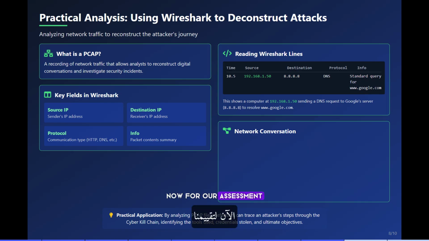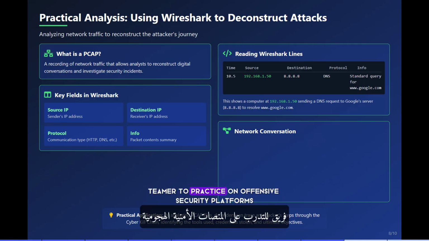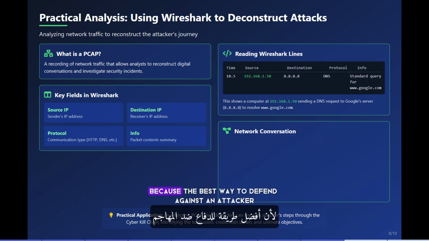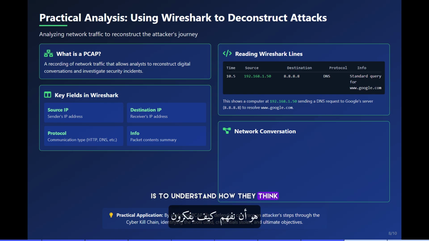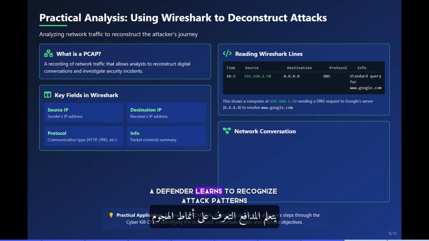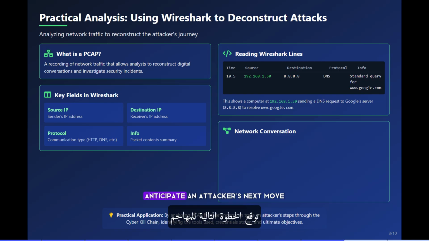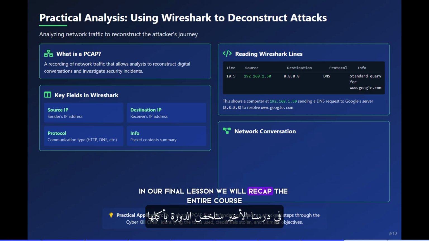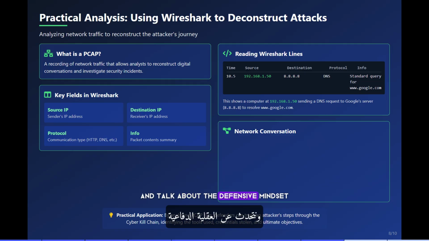Now for our assessment. Why is it valuable for a defender, a blue teamer, to practice on offensive security platforms like Try HackMe? It is valuable because the best way to defend against an attacker is to understand how they think and what tools they use. By practicing offensive techniques, a defender learns to recognize attack patterns, anticipate an attacker's next move, and identify the traces and IOCs their tools leave behind. You have the resources. In our final lesson, we will recap the entire course and talk about the defensive mindset.